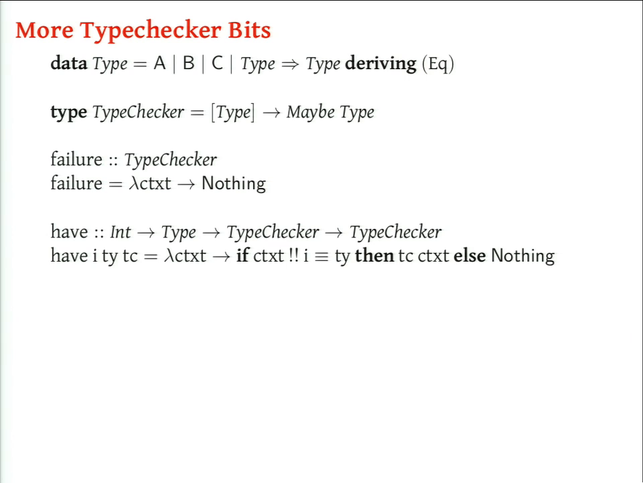We might want to also let the typechecker script inspect its environment. We can let it see what the variables are in scope. So I have this have thing, which given a number representing a bound variable and a type, all it does is check the context for that variable. If it has the right type, then it just carries on as before, otherwise it fails. So we can put assertions into our typechecker scripts to say, I'm expecting that variable X, or 2 maybe, has the right type. And we can sort of pin it down.